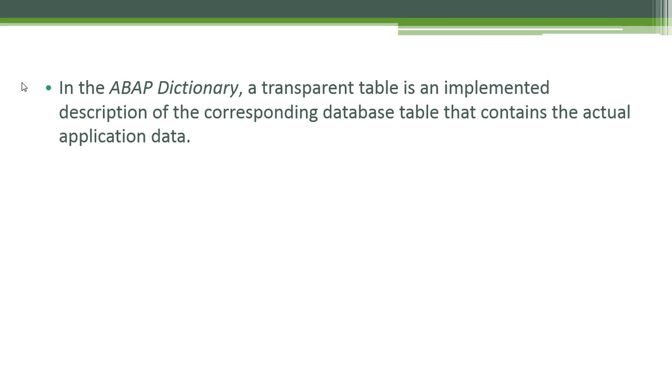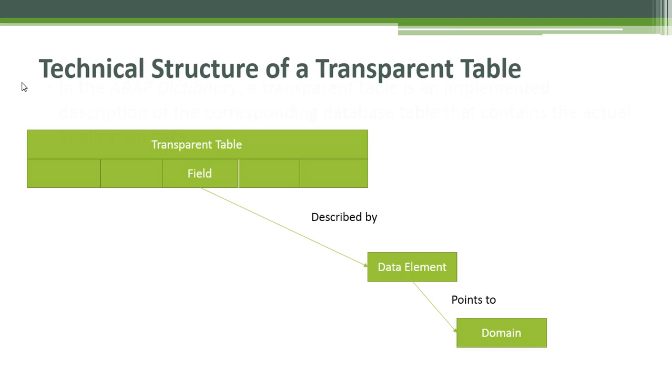In the ABAP dictionary, a transparent table is an implemented description of the corresponding database table that contains the actual application data. The technical structure of a transparent table: a transparent table mainly consists of fields. You create fields for your transparent table. Each field is described by a data element that points to a domain.